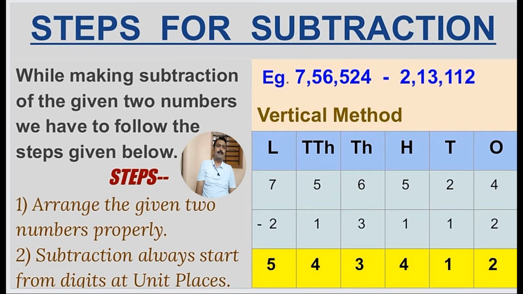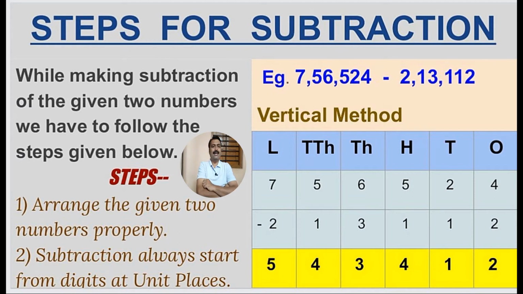7,56,524 minus 2,13,112. Now this is the subtraction of two 6-digit numbers. In the vertical method, if you observe, while making the arrangement I am using 6 columns: first column of ones place, second of tens, third of 100, fourth of 1000 place, fifth of 10,000 place, and sixth of lakh place. After taking these 6 columns, now I want to arrange the given two numbers at proper places.